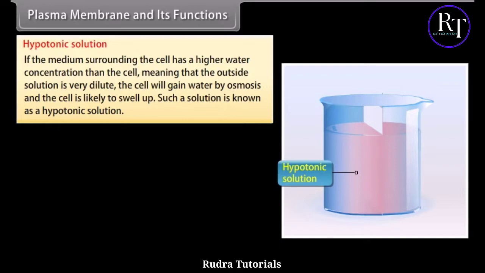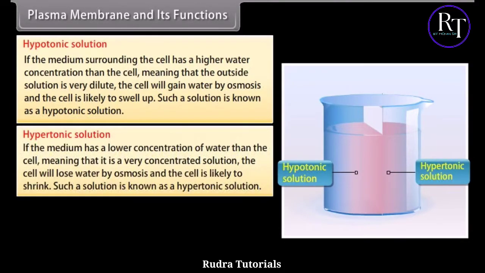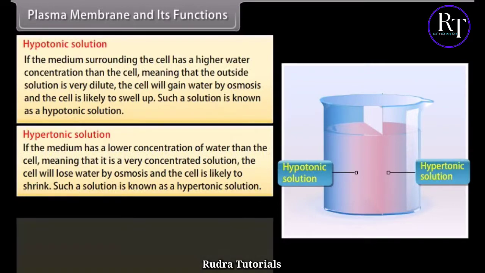Such a solution is known as a hypertonic solution. A hypertonic solution: if the medium has lower concentration of water than the cell, meaning that it is a very concentrated solution, the cell will lose water by osmosis and the cell is likely to shrink. Such a solution is known as a hypertonic solution.